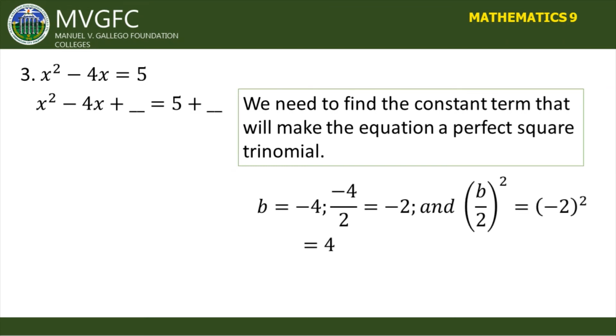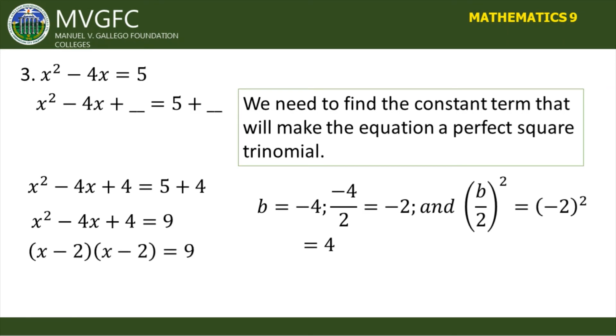So again, the middle term is negative 4x and the value of b is negative 4. So negative 4 divided by 2 is equal to negative 2. Then we need to find the square of negative 2, and that is negative 2 multiplied by negative 2, we have 4. So now we need to add 4 on both sides, on the left and on the right side. So we have x squared minus 4x plus 4 is equal to 5 plus 4. After that, simplify. So we have x squared minus 4x plus 4 is equal to 9.